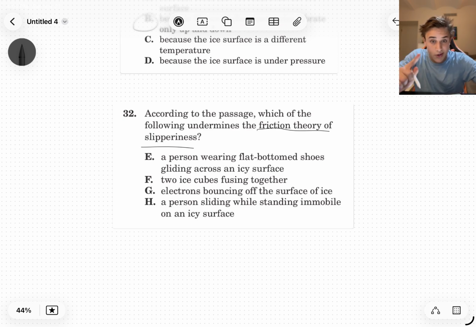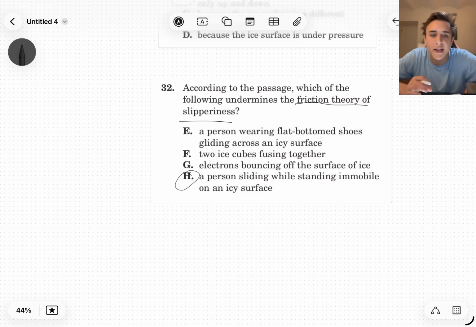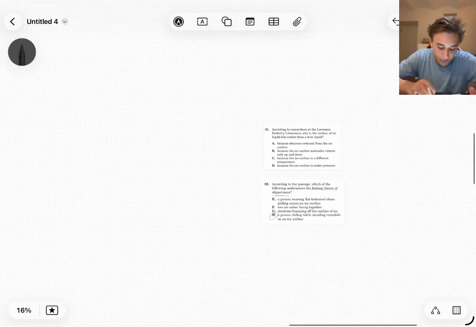It talked about electrons bouncing off the ice actually, but like I said, we want to find relevant information to the friction theory. Even though later in the passage it talked about electrons bouncing off ice, that wasn't related to the friction theory of slipperiness, so it's not G. And answer choice H is a person sliding while standing immobile on an icy surface. If you remember, that's actually what it said the flaw was. It said that they shouldn't slide, but really they do. So the correct answer to 32 is choice H.